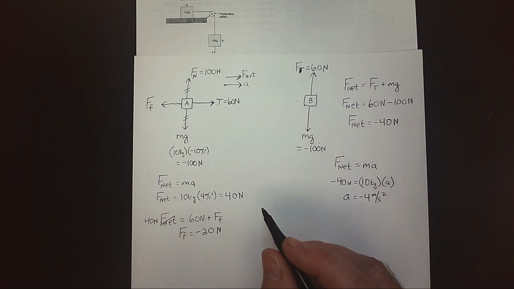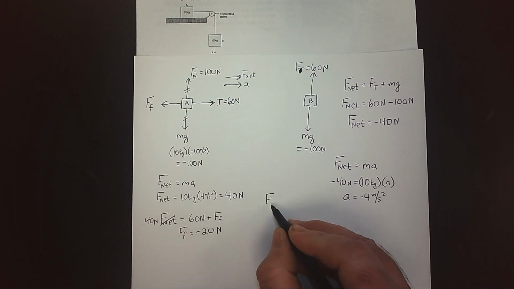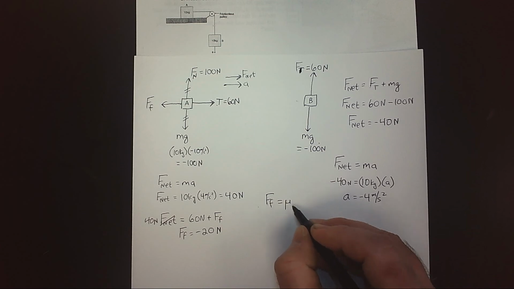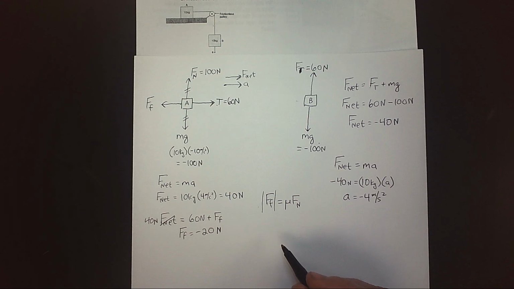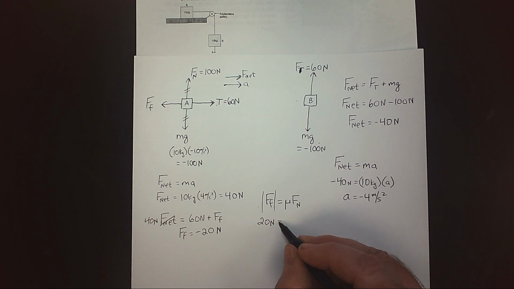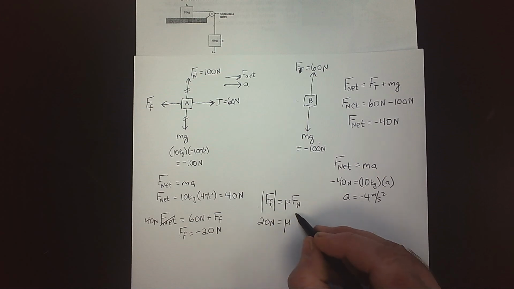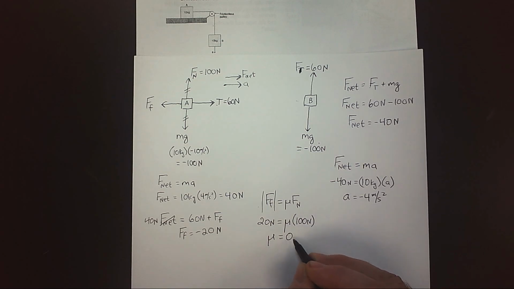Once I've got that, then I'm one step away from getting the coefficient. I just have to use the coefficient formula, which is the force of friction is equal to the coefficient times the normal force. And remember, this is a magnitude formula. It'll give you the absolute value, so you'll always want to make your force of friction positive when you use this. I'll just plug everything in. I've got a force of friction with a magnitude of 20 newtons, equals the coefficient times the normal force, which is going to be 100 newtons. I can divide and get the coefficient of friction. So that'll be the answer to number 1.